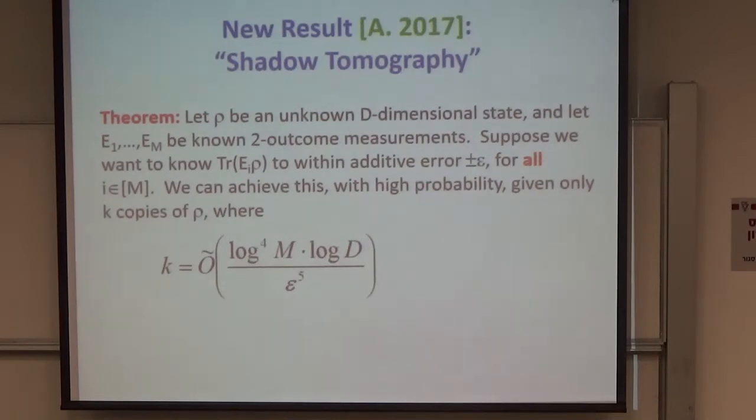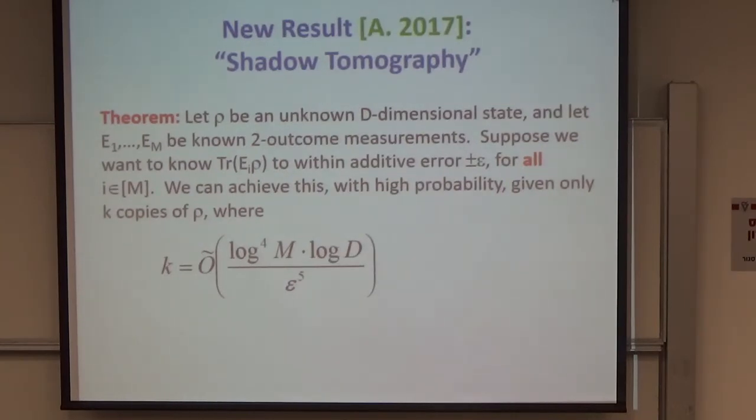Okay, it's also, by the 2016 results on tomography, we know that we could do this using d² copies of rho, because then we just do ordinary tomography. We learn the density matrix of rho, and then we know anything we want about it. So again, the surprising part is that even if m and d are exponential, I can do this using a polynomial number of copies of rho. Using a number of copies which is polynomial only in log d and log m, and 1 over epsilon.